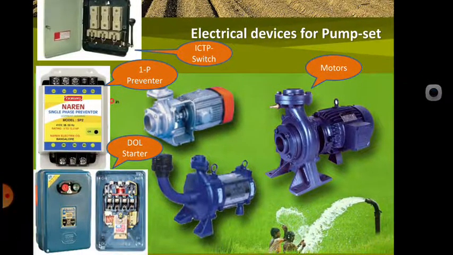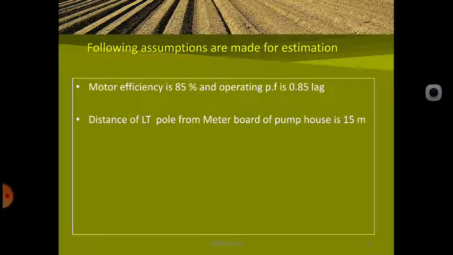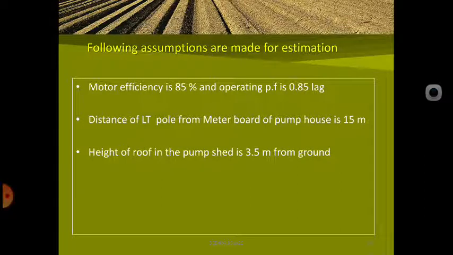First of all, let us assume the following assumptions for estimation. Motor efficiency is 85%, which can be used while calculating input current. At the same time, it is assumed to operate at 0.85 lagging. The distance from the LT pole near the PCC pole to our motor shed meter board or pump house is nearly 15 meters. Next, the height of the roof in the pump shed is 3.5 meters from the ground floor.